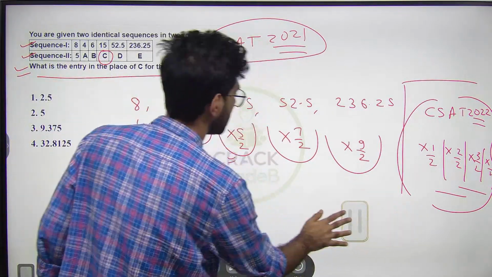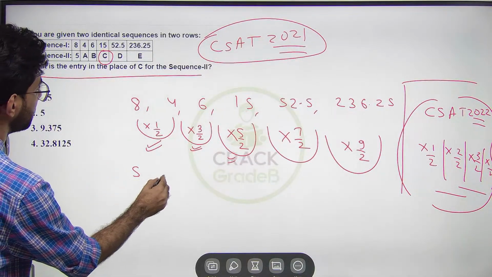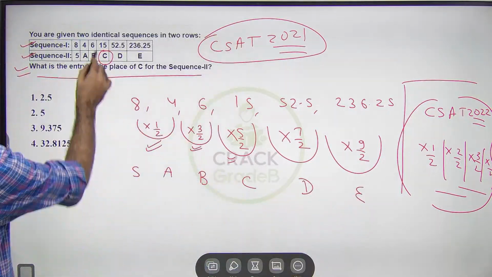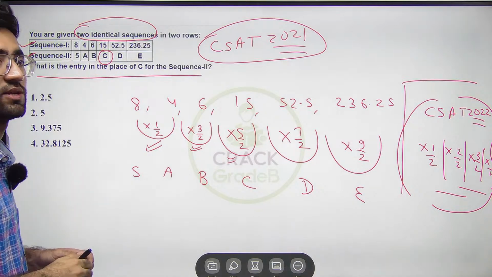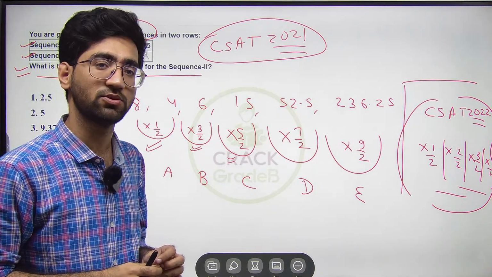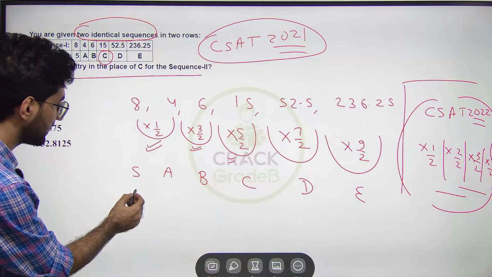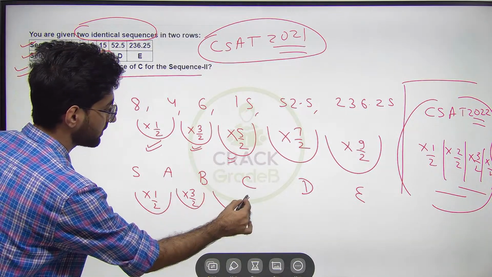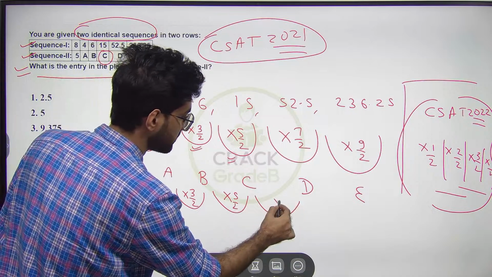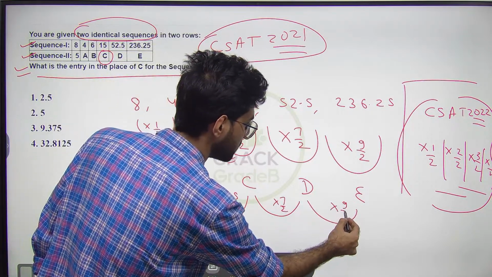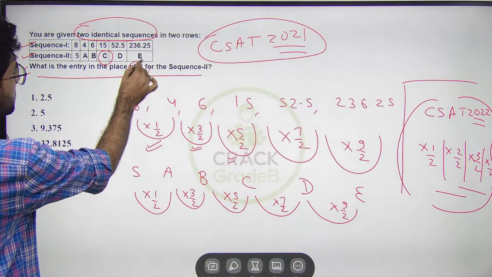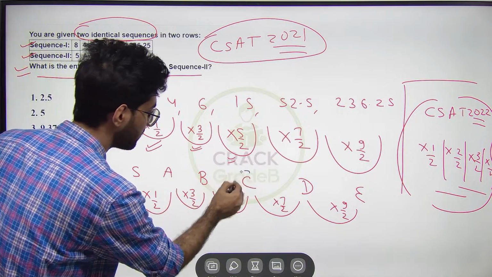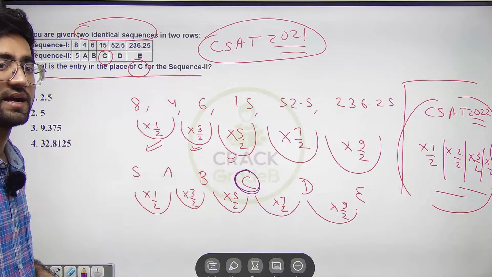Now let us look at sequence 2. Sequence 2 is 5, A, B, C, D, E. Now read this part: two identical sequences. What is the meaning of identical sequences? It is very simple. It means that again the pattern will be into 1 by 2, into 3 by 2, into 5 by 2, into 7 by 2, into 9 by 2. Now we have to find the value of C, so let us try to find it.